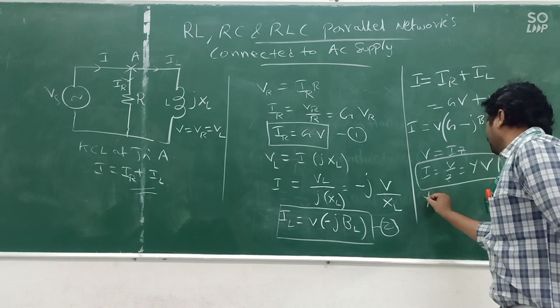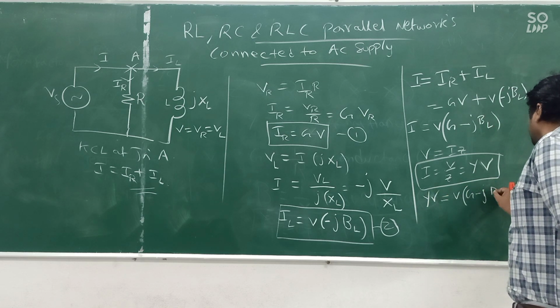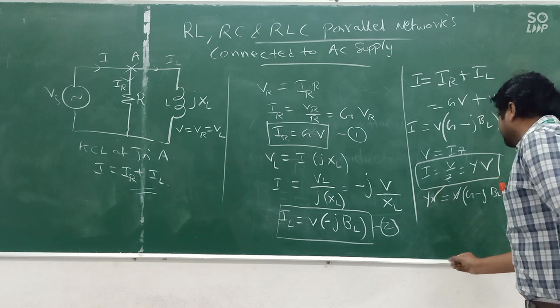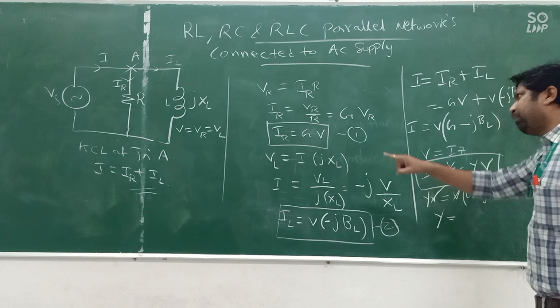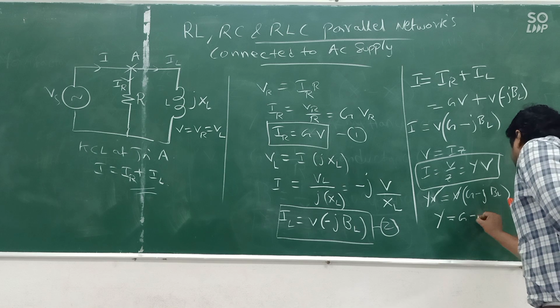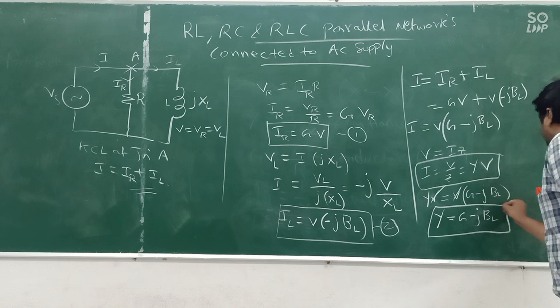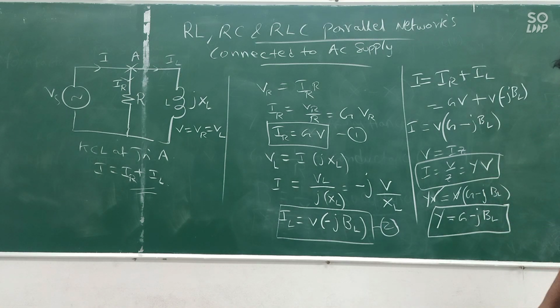So it will be YV is equal to V into (G minus JBL). So V will get cancelled. So admittance in case of parallel RL network, Y is equal to G minus JBL, where G is nothing but 1 by R, BL is nothing but 1 by XL. So this is in case of parallel RL network connected to AC supply.